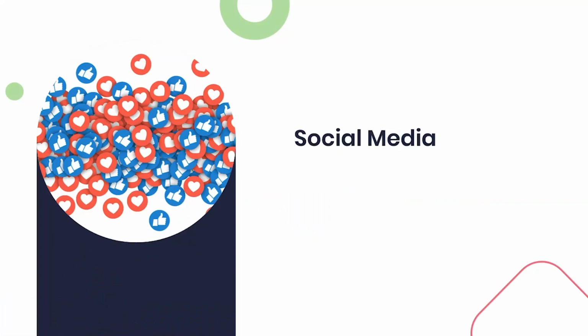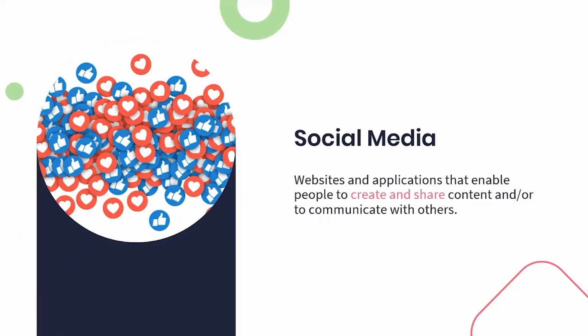So, if we start off with social media, which falls under digital marketing, social media comprises websites and applications that enable people to create and share content and/or to communicate with others. We're going to move on right now, but as I slowly transition into the next slide, I want you to quickly think of as many as you can.